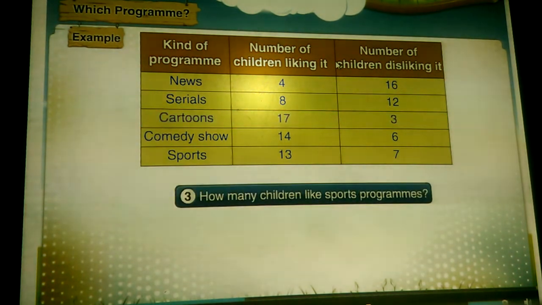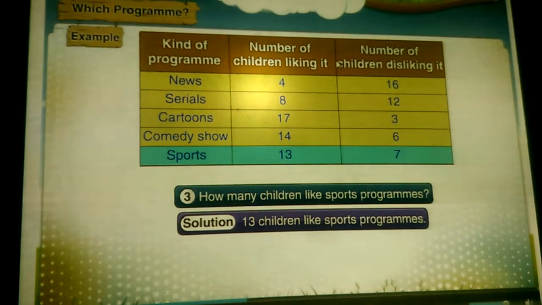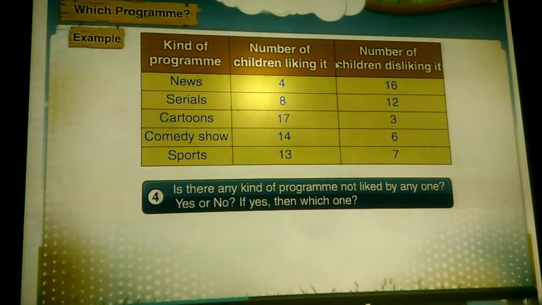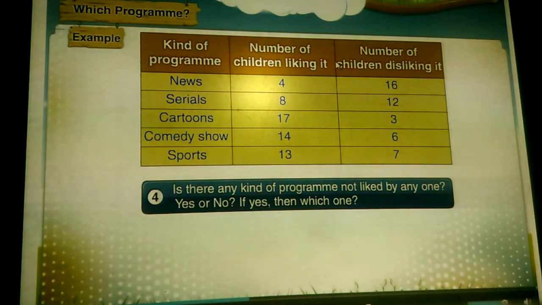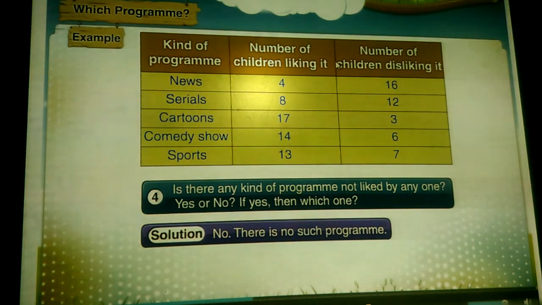3. How many children like sports programs? Solution. 13 children like sports programs. 4. Is there any kind of program not liked by anyone? Yes or no? If yes, then which one? Solution. No. There is no such program.